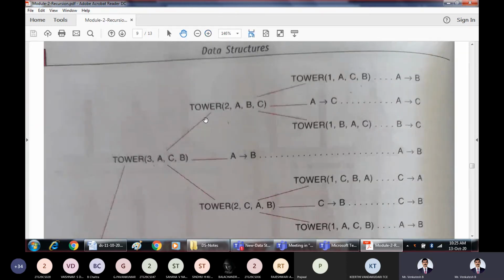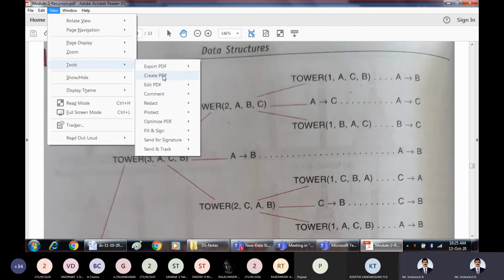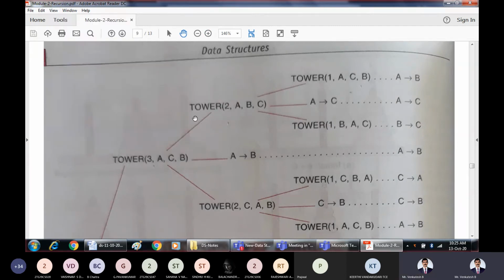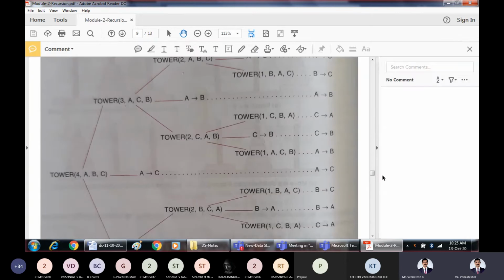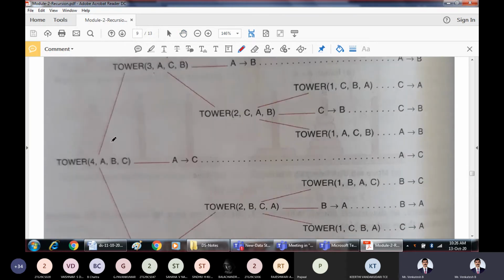I'll just try to increase this. All right. As I said, the auxiliary will go on changing when you call the recursive procedure. When you call the recursive procedure, the auxiliary values will be changing. Now this is the problem.